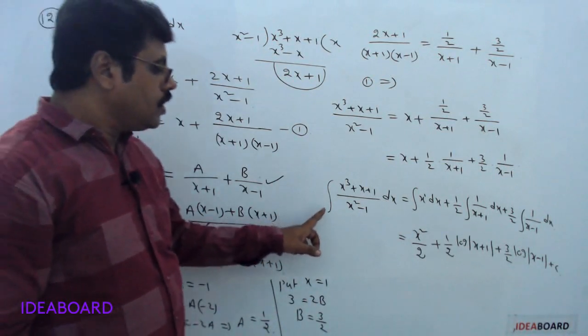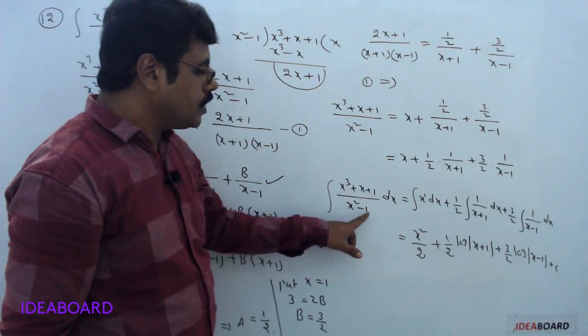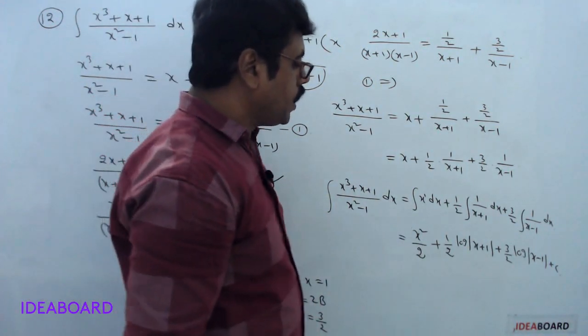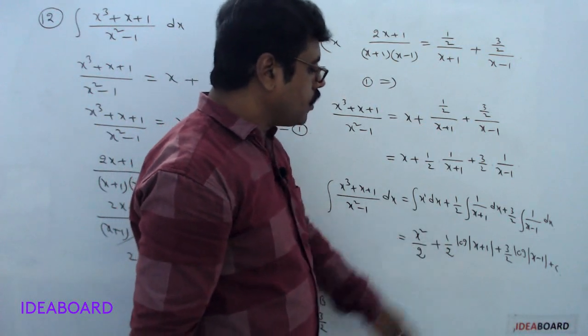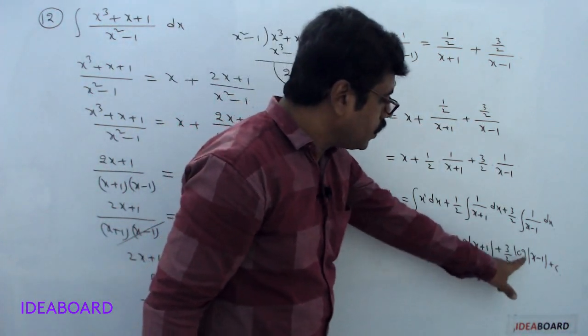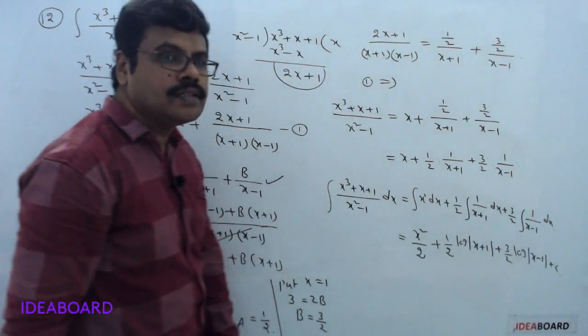So therefore, integral x cube plus x plus 1 divided by x square minus 1 dx equal to x square divided by 2 plus 1 by 2 into log mod of x plus 1 plus 3 by 2 into log mod of x minus 1 plus a constant c.